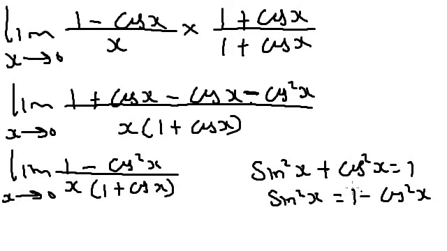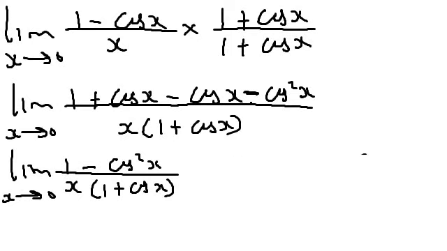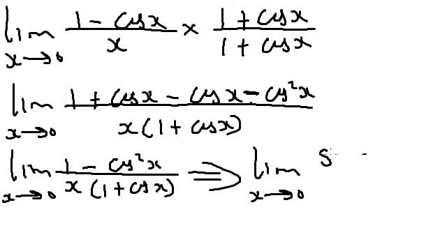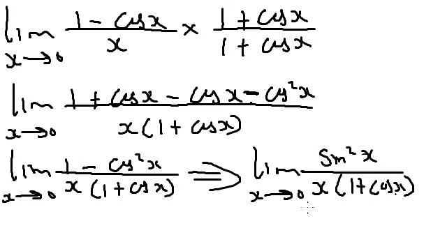So which implies that we can definitely replace 1 minus cosine squared x, which is right here, with sine squared x. So that's something you want to understand. Therefore, the limit now becomes the limit as x approaches 0 of sine squared x, all divided by x multiplied by 1 plus cos x. Perfect.